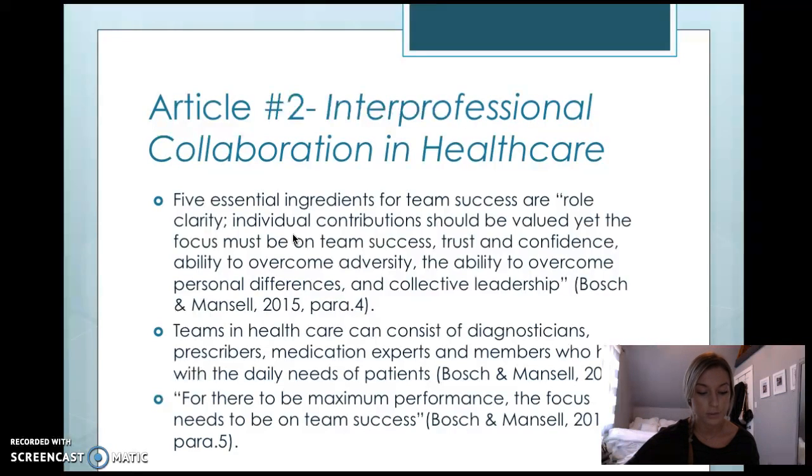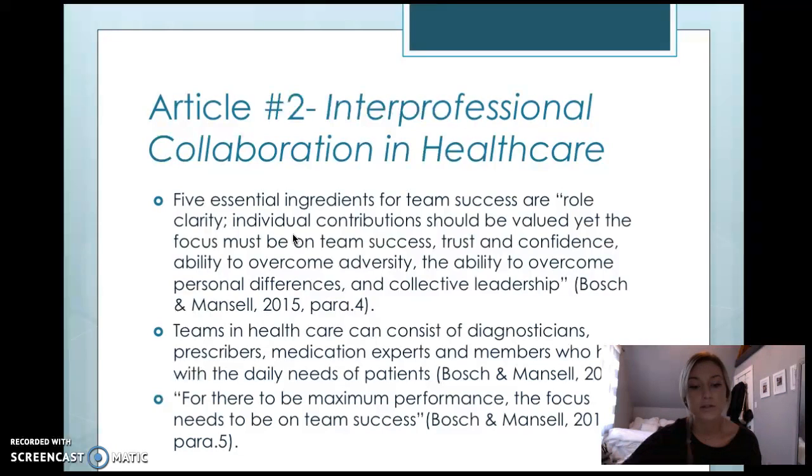This article did a great job at tying together a sports team and a healthcare team to give a better understanding. They stated that the 5 essential ingredients for team success are role clarity, individual contributions should be valued, yet focus must be on team success, trust and confidence, the ability to overcome adversity, the ability to overcome personal differences, and collective leadership. Teams in healthcare can consist of diagnosticians, prescribers, medication experts, and members who help with the daily needs of patients.